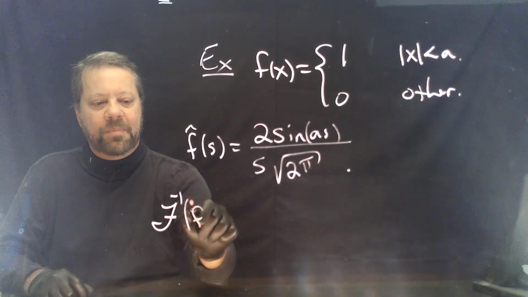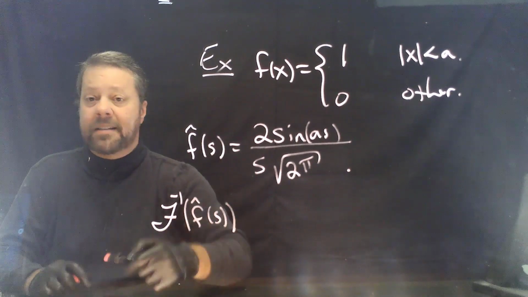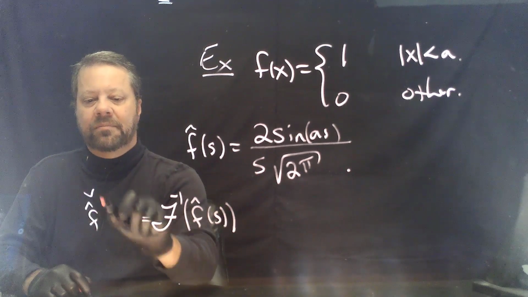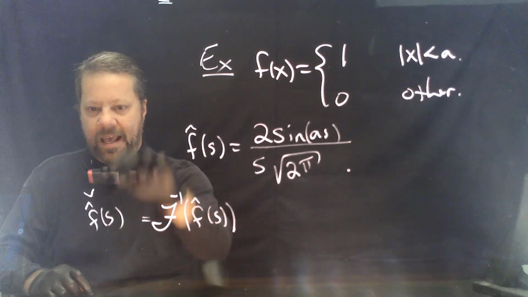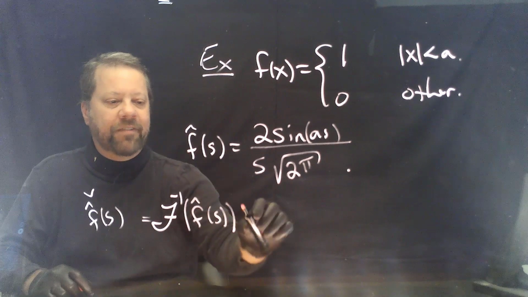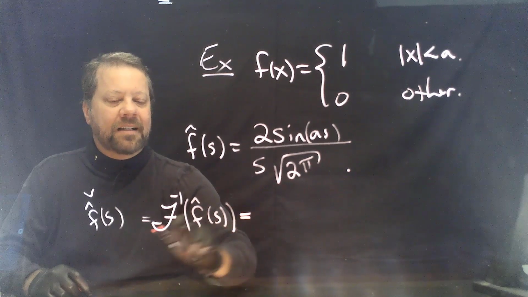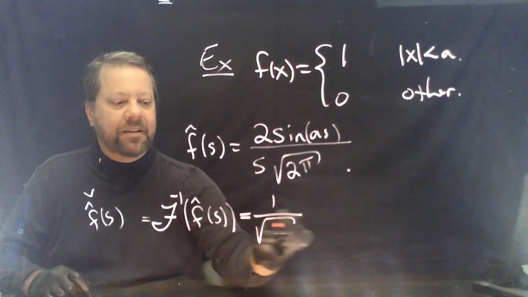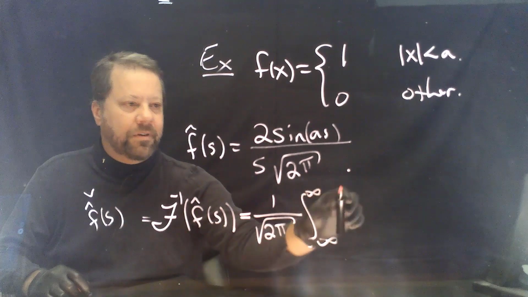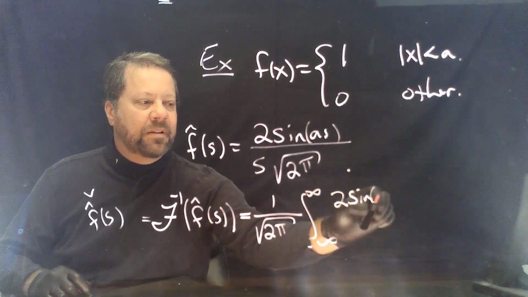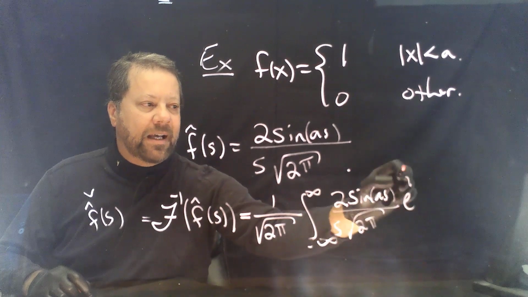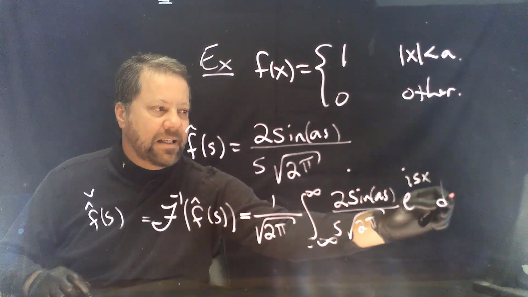I'll express it in this particular instance as fancy F inverse of f hat of s. I suppose we could do it like this as well. Keep adding the different versions of the Fourier transform over the top of the previous ones. And let's see what we get. It's 1 over root 2 pi, integral from minus infinity to infinity of 2 sine as over s root 2 pi e to the I sx ds.